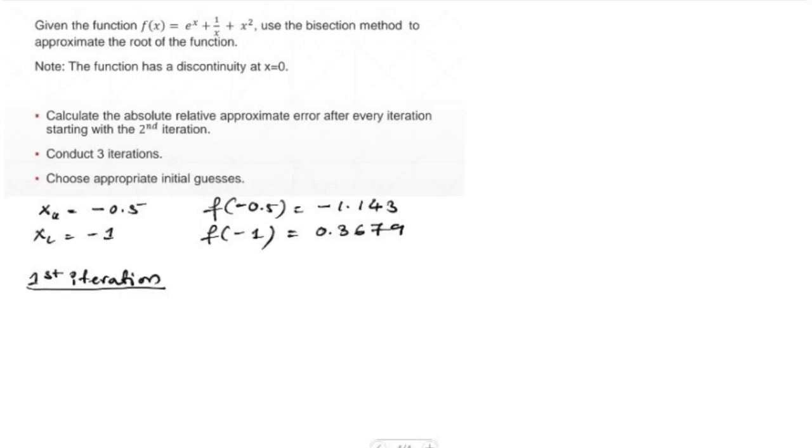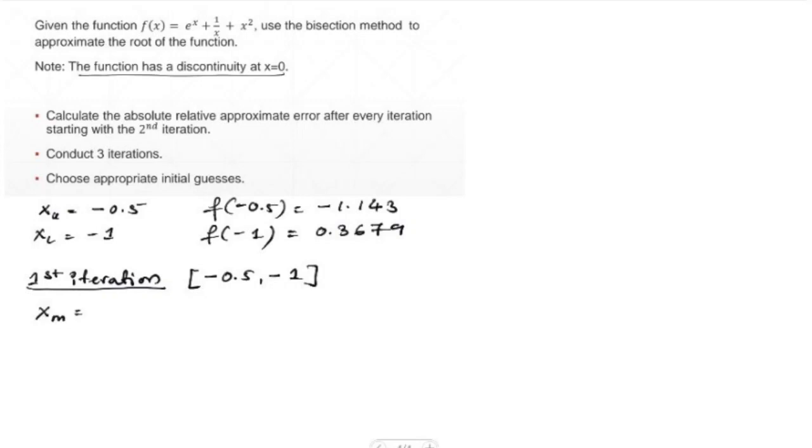The question says to calculate the absolute relative approximate error after every iteration starting with the second iteration, not the first. We have to conduct 3 iterations and choose appropriate initial guesses, because the question already mentions that the function has a discontinuity at x equal to 0. So for the first iteration, our interval is minus 0.5 to minus 1, and we'll find our x value.